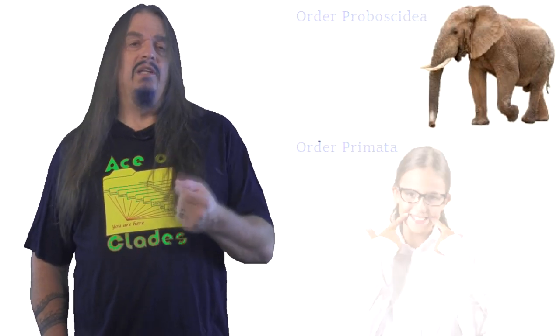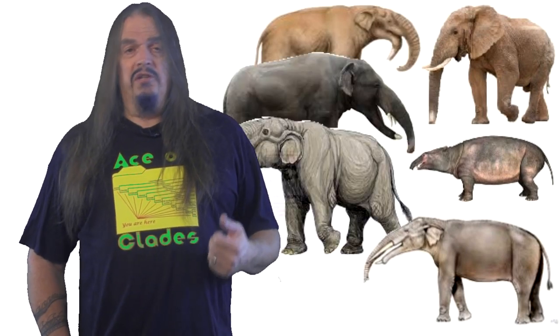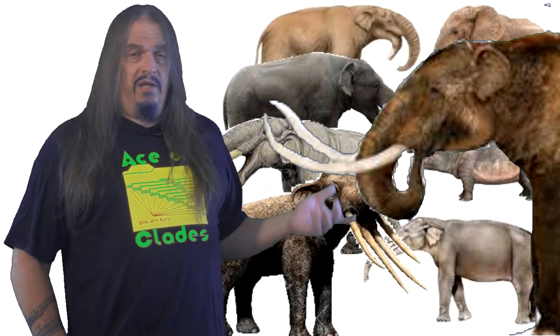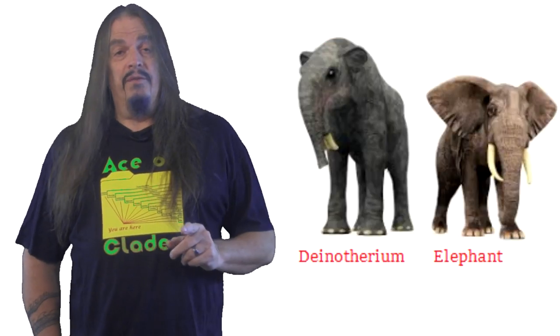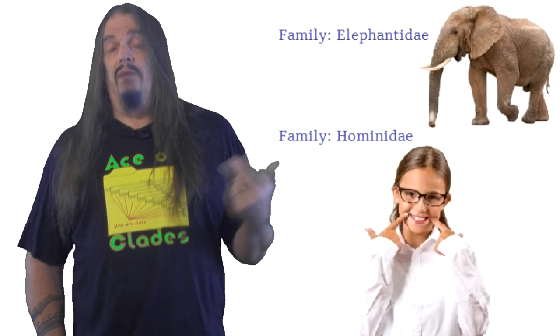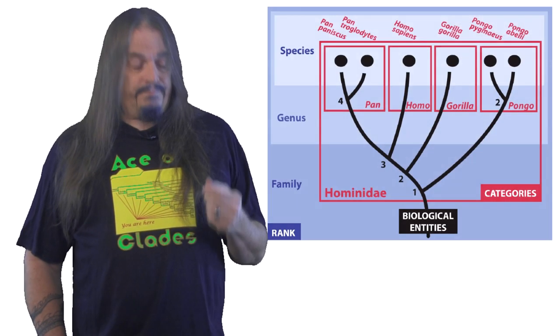Now, elephants might be the only things you can think of from that order because the rest went extinct a really long time ago. Things like Moeritherium, Gomphotherium, Deinotherium, Platybelodon, Tetralophodon, Stegotetrabelodon, and Mastodon. They're obviously related to elephants, but they're not elephants. They're all in the same order, but not in the same family. Elephants are, of course, in the elephant family, Elephantidae, where everything in that family is an elephant, just like we are in the ape family, Hominoidea, where everything in our family is an ape, including you.